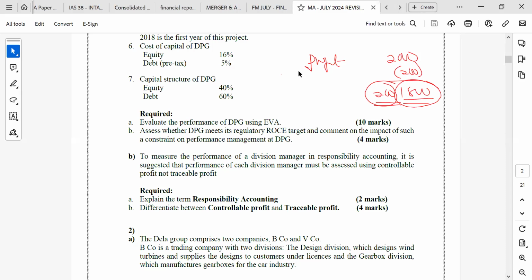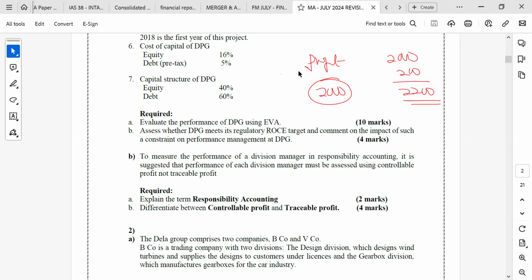But if you want the traceable profit, we add the 200 back, not subtract, because that has already been subtracted. So we add the 200 back to have 2,200. That is what we call the controllable profit. If you are looking for the profit generated by the division itself, it will be the profit, which is 2,000: the revenue minus all the expenses that are attributable or relating to what? To the division. That's what we call the traceable profit.